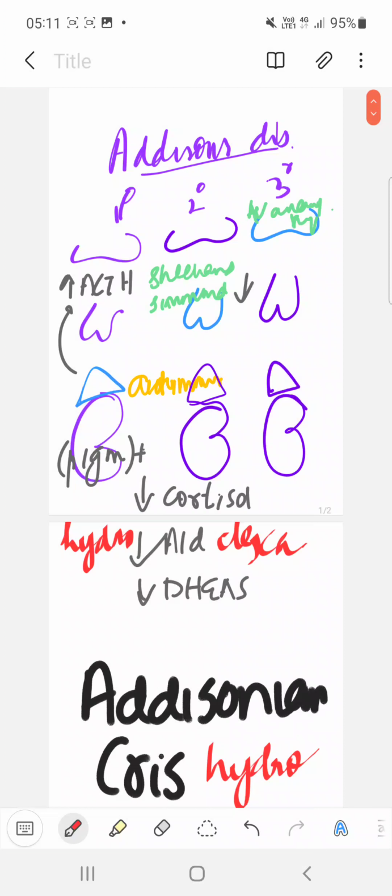What is Addison's disease? What is Addisonian crisis? Primary, secondary, tertiary. Where you get pigmentation. In here all the three hormones will be less. And what are the treatment? Then investigation of choice, ACTH stimulation test.